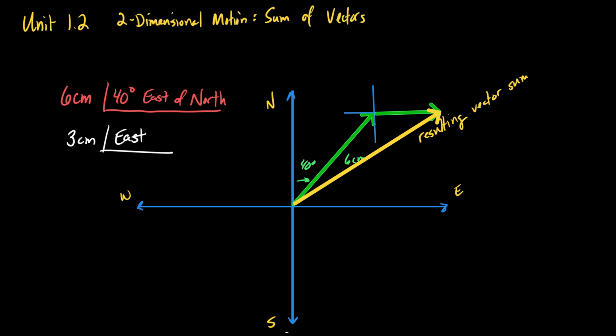We'll have a couple things we're going to lump into two-dimensional motion. Sum of vectors is one, projectile motion is another, and something called uniform circular motion. So you guys prepared? You ready for the next part?